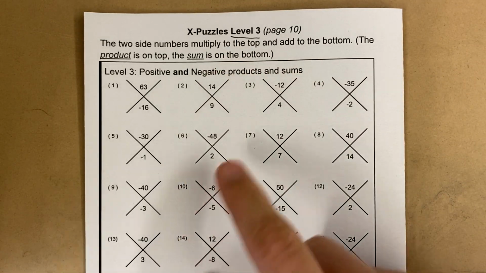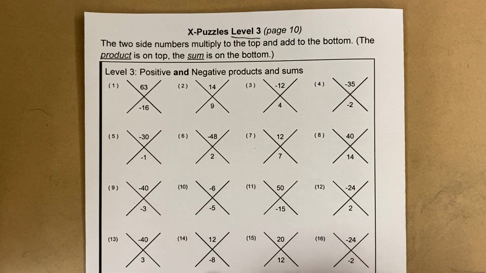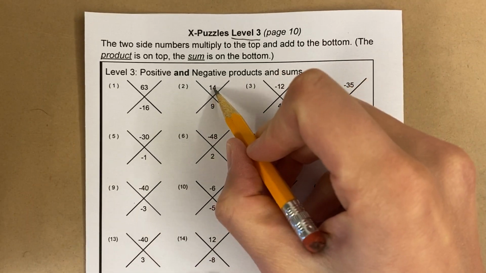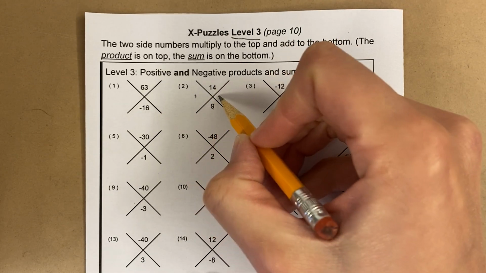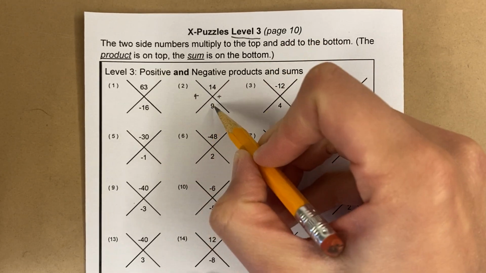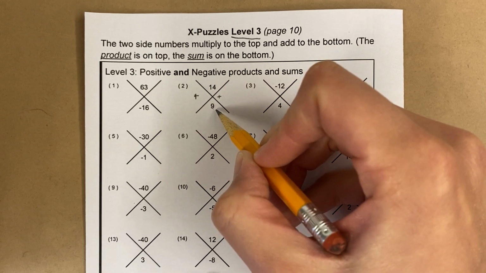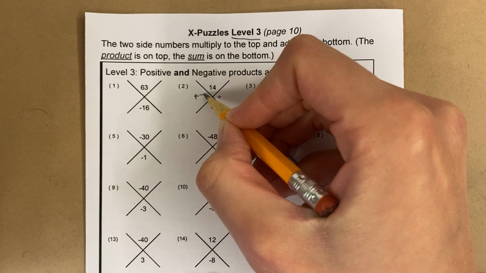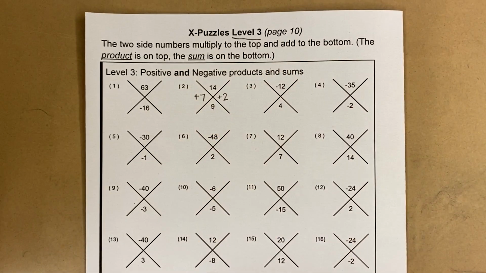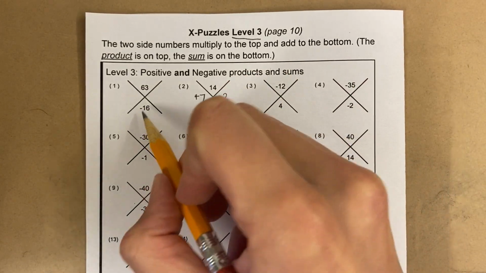So I'm gonna point out some of the patterns that you're gonna need to notice. So let's look at this, right? This is a positive product and a positive sum. So we know these two numbers are gonna be positive and positive, right? Like that's the only way that I can multiply to a positive and add to a positive. So in this case, I'm looking for two numbers that multiply to 14 and add to 9. That'd be 7 and 2. Positive 7, positive 2.